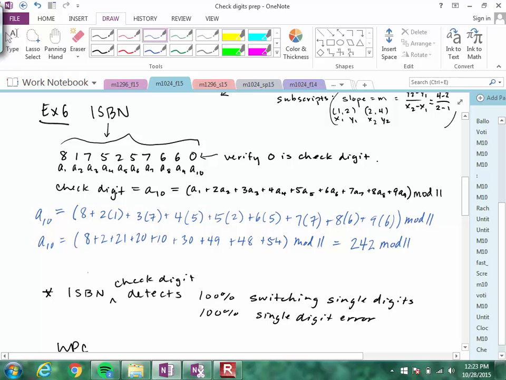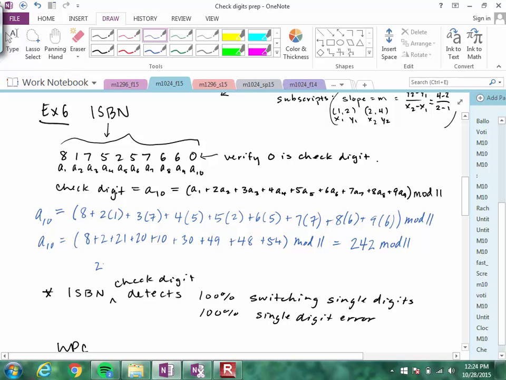where in 242, or where in the cycle of 11 is 242. So it's going to go through a bunch of cycles of 11, and then in the last cycle of 11, where does it stop when you get to 242?